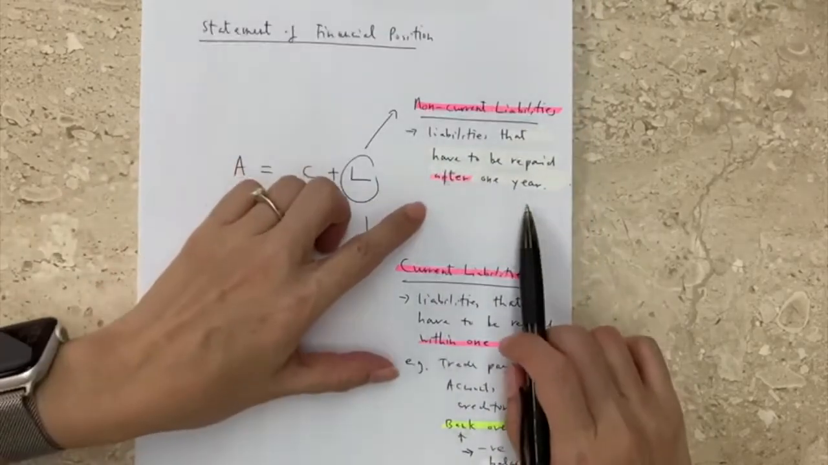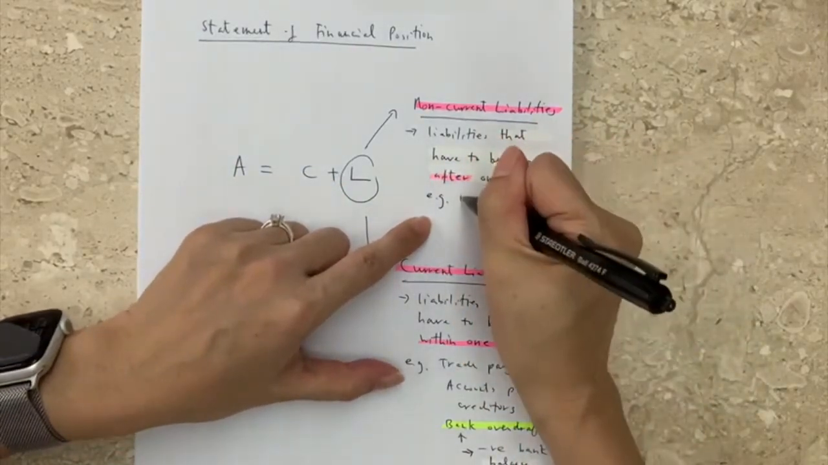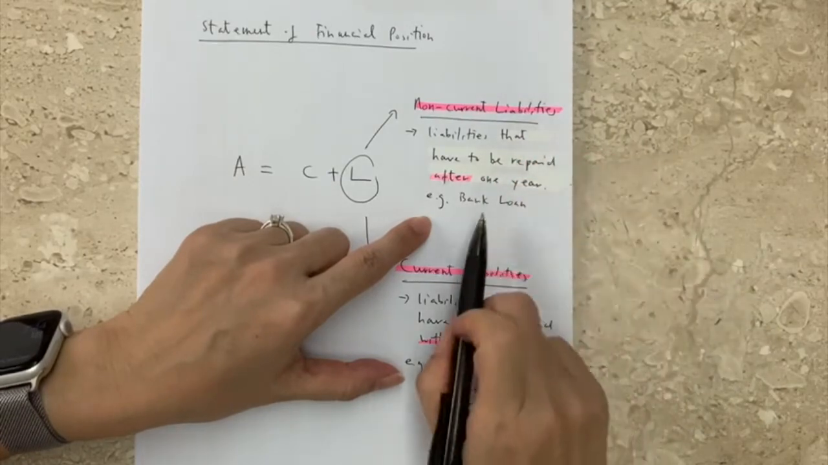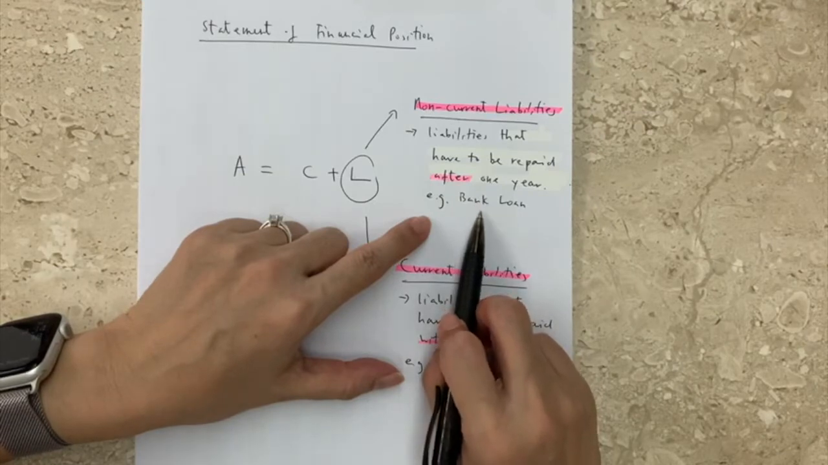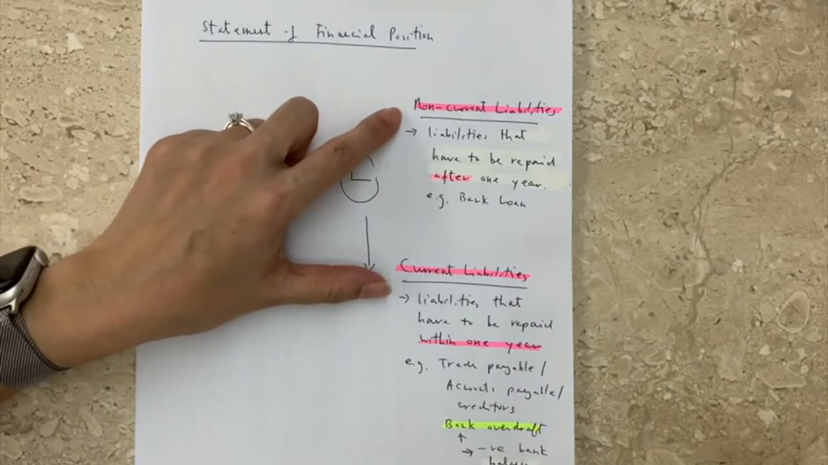Okay, and also an example for non-current liability, for example, we have bank loan. That means we borrow money from the bank, and then we do not need to pay the bank loan in the near future, and it would be a kind of non-current liability.